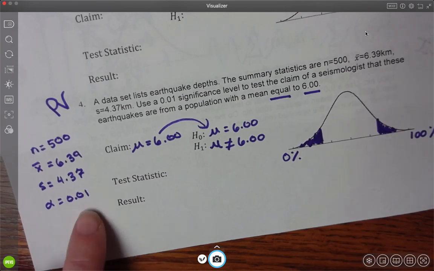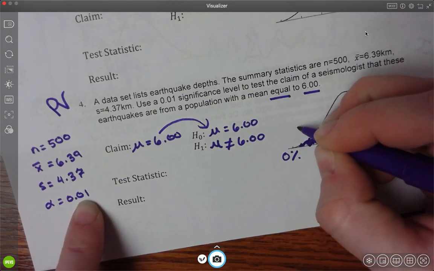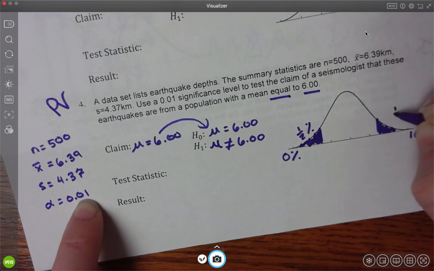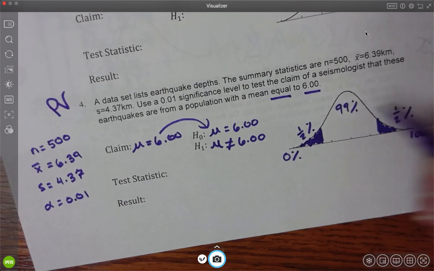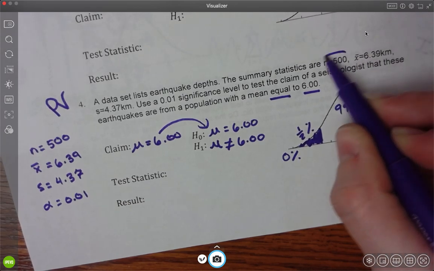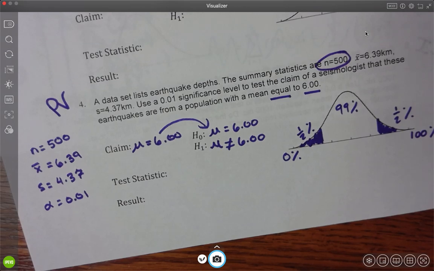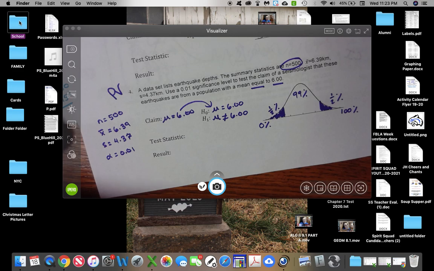We have 1% as our alpha, which means we're splitting that up into two equal pieces, 0.5% for both, okay? Still going to be 99% in the middle, and because our n is bigger than 30, we're going to use the z-chart. Let me look at the z-chart here real quick so you can have that on your stats.